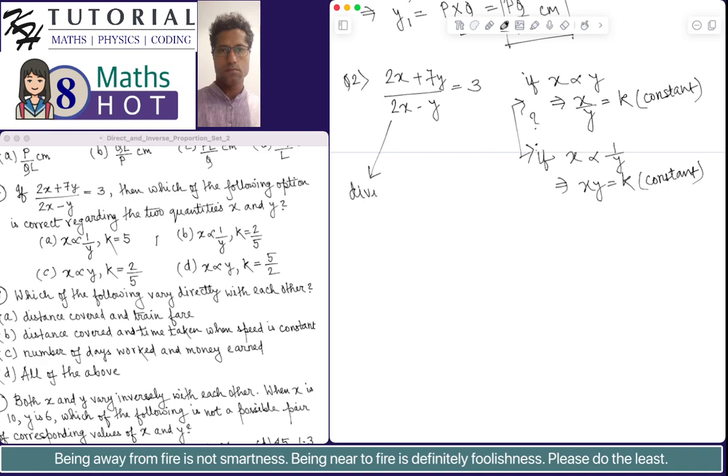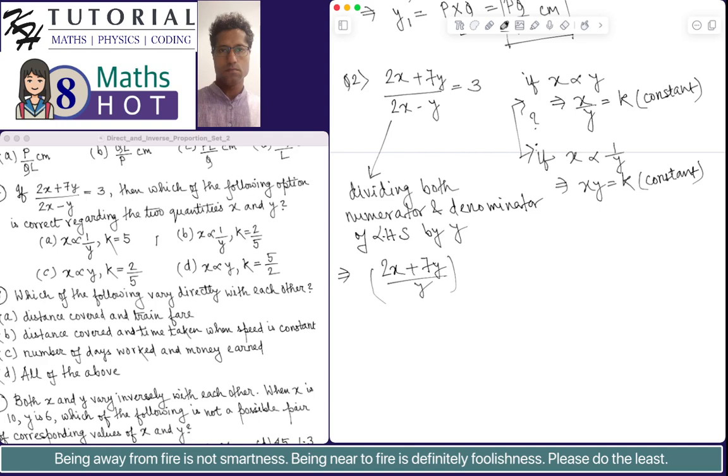Dividing, this is pure observation. Because if I divide by y, I will get the expression x by y. So dividing both numerator and denominator of LHS by y, we get, let's do it step by step. So I am dividing both the numerator and the denominator by y. So this is what we are doing.